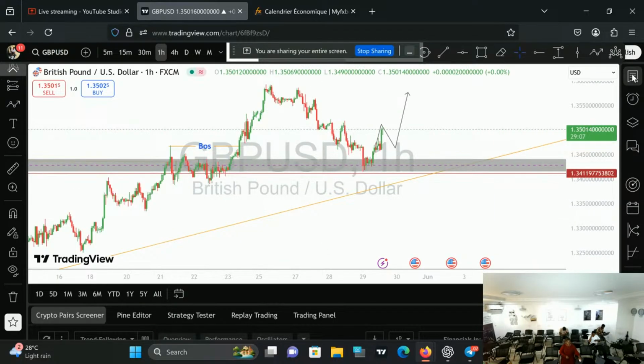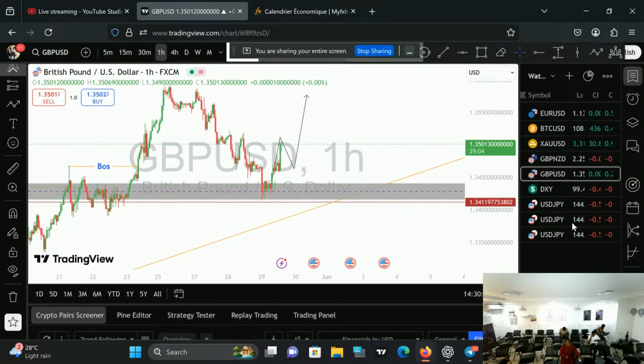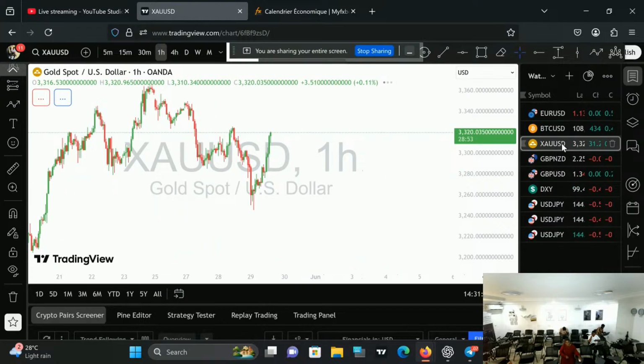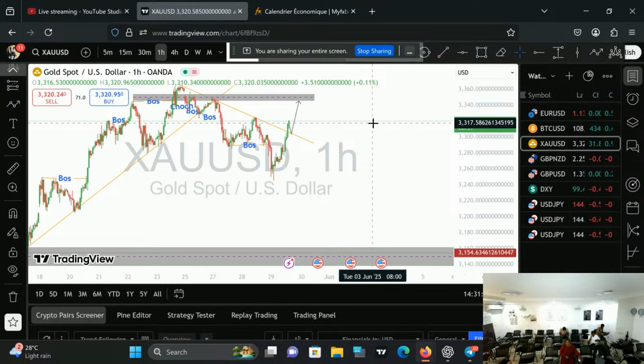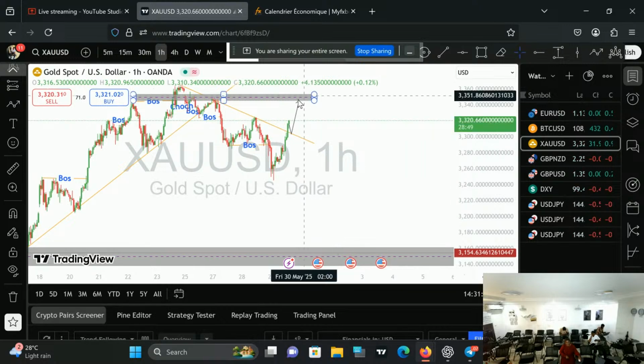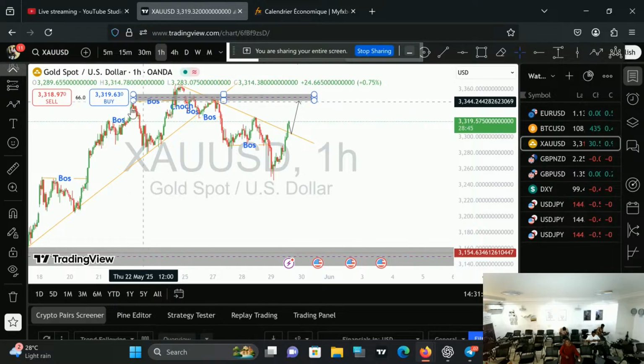Okay, I think that will be it for today. We analyzed the GBPUSD, EURUSD, and we also looked at BTC and gold. So we are saying that gold is going to come to this point and be up there because it's a strong resistance level.